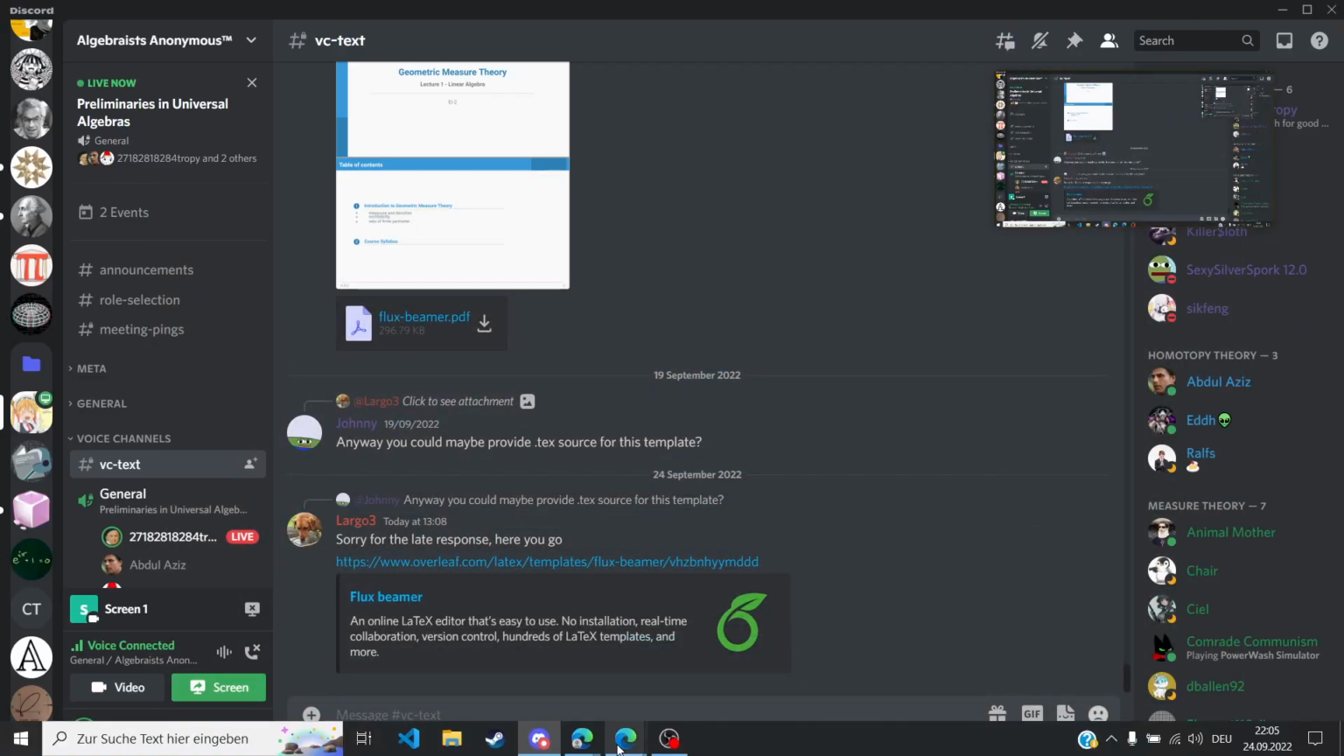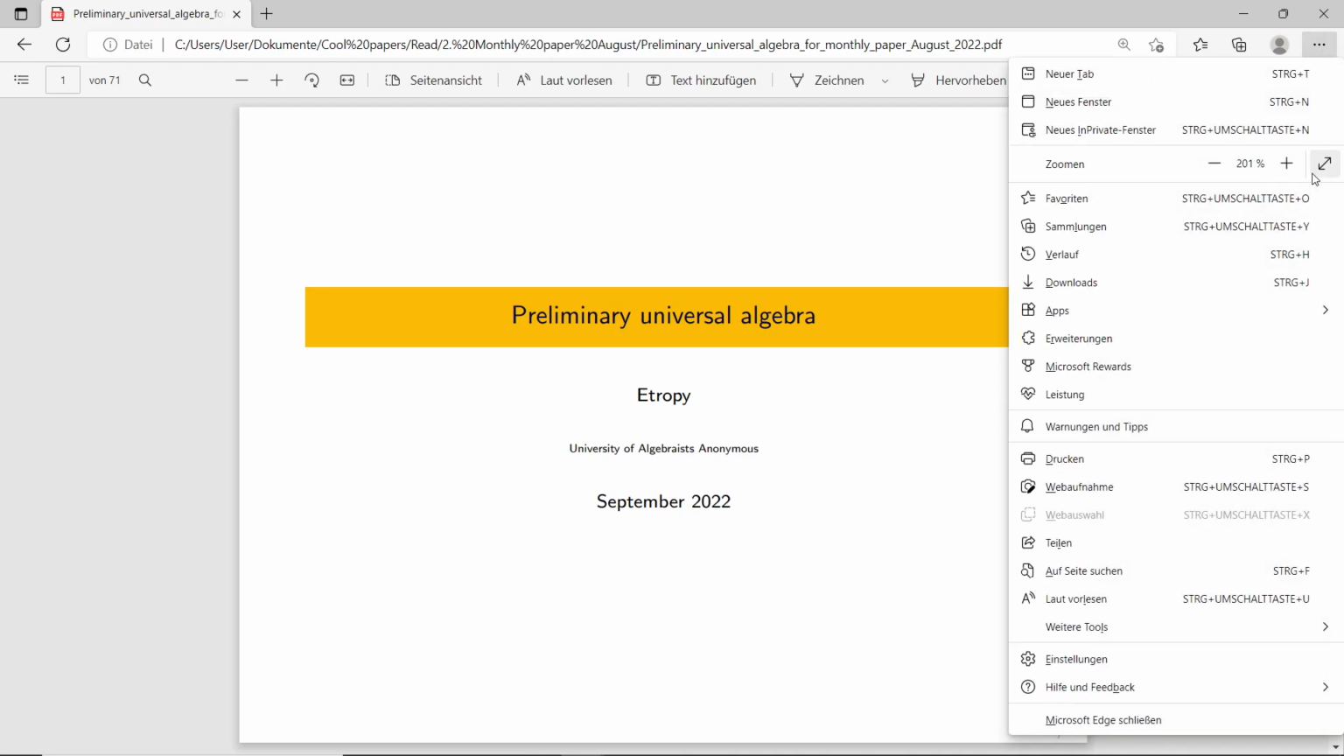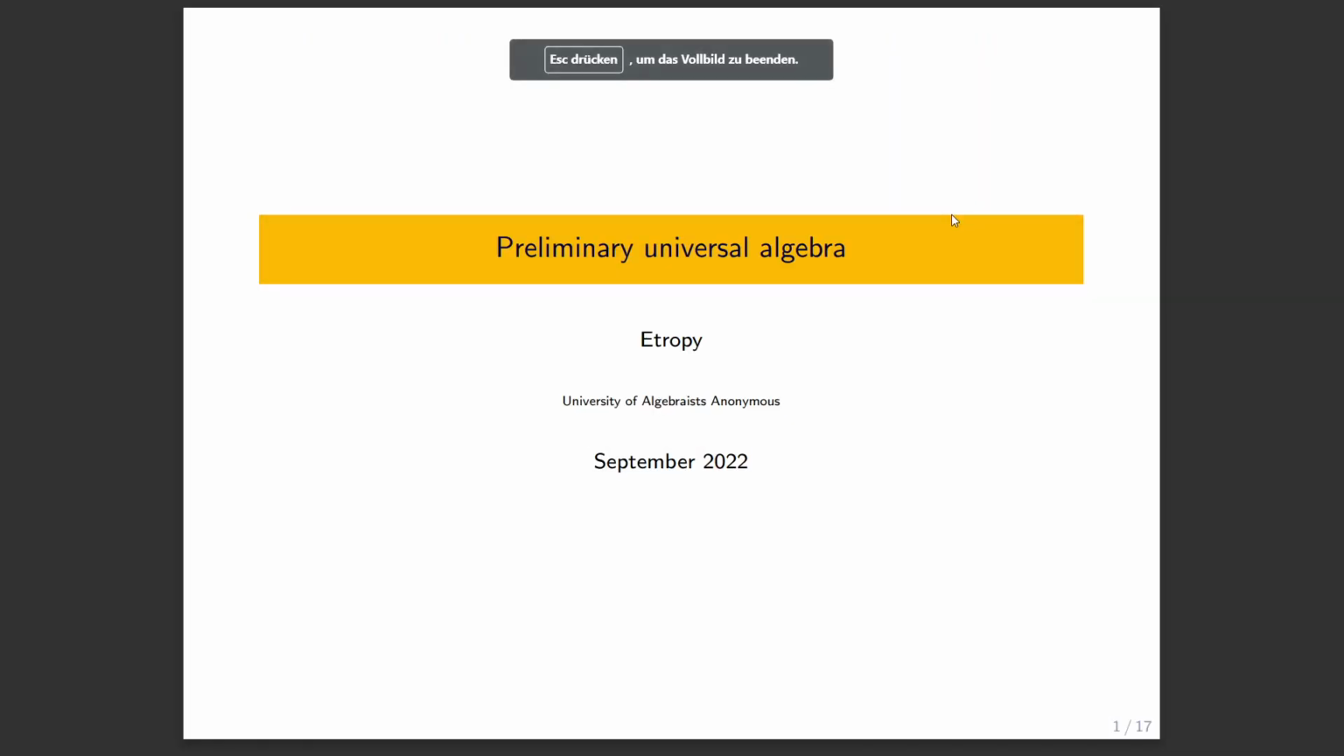Right, so this is going to be a talk about universal algebra, about ideals in universal algebra. And right, so what is universal algebra about?